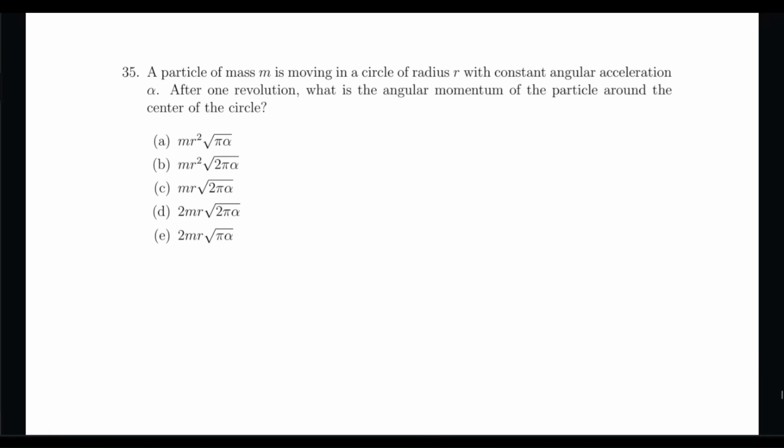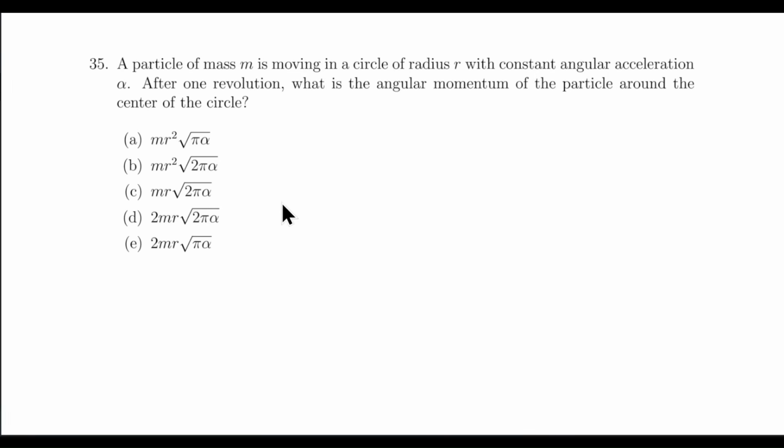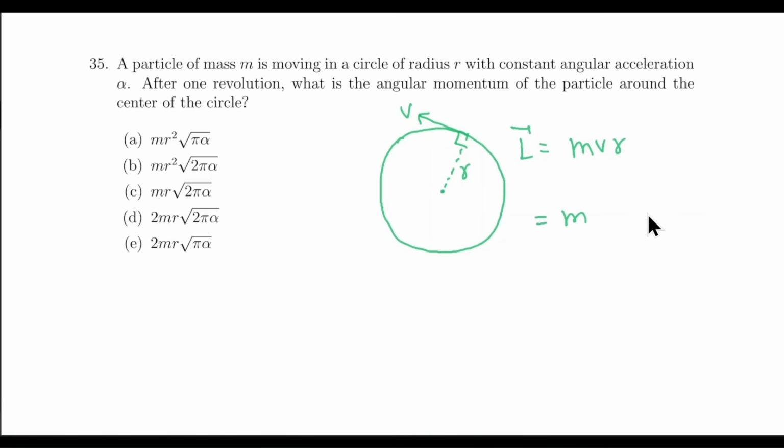Particle of mass m moving in a circle with radius r and constant alpha. After one revolution, what is the angular momentum of the particle around the center of the circle? So I know that at any point, the velocity is always making a 90-degree with the center, because this is the tangential velocity. So it has to be mvr because sine 90 is 1, right? So that's what we are looking at. M is just m and r is just r.